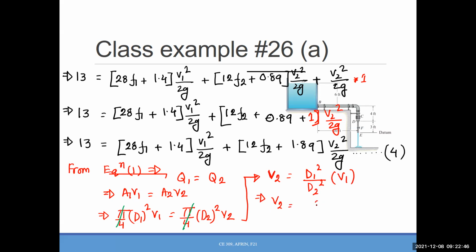So D1 was 0.5 square, D2 0.25 square, V1. So what is that number? 0.5 square over 0.25 square. Okay. So 0.25, yeah, that should be 4. Okay, so finally we have V2 equals to 4 V1, and that is equation number 5.